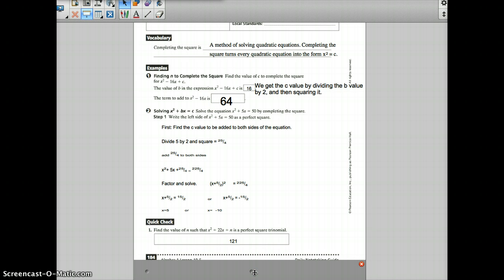The value of n in order to make this quadratic trinomial a perfect square is 121. If you divide 22 by 2, you get 11, and squared it is 121.